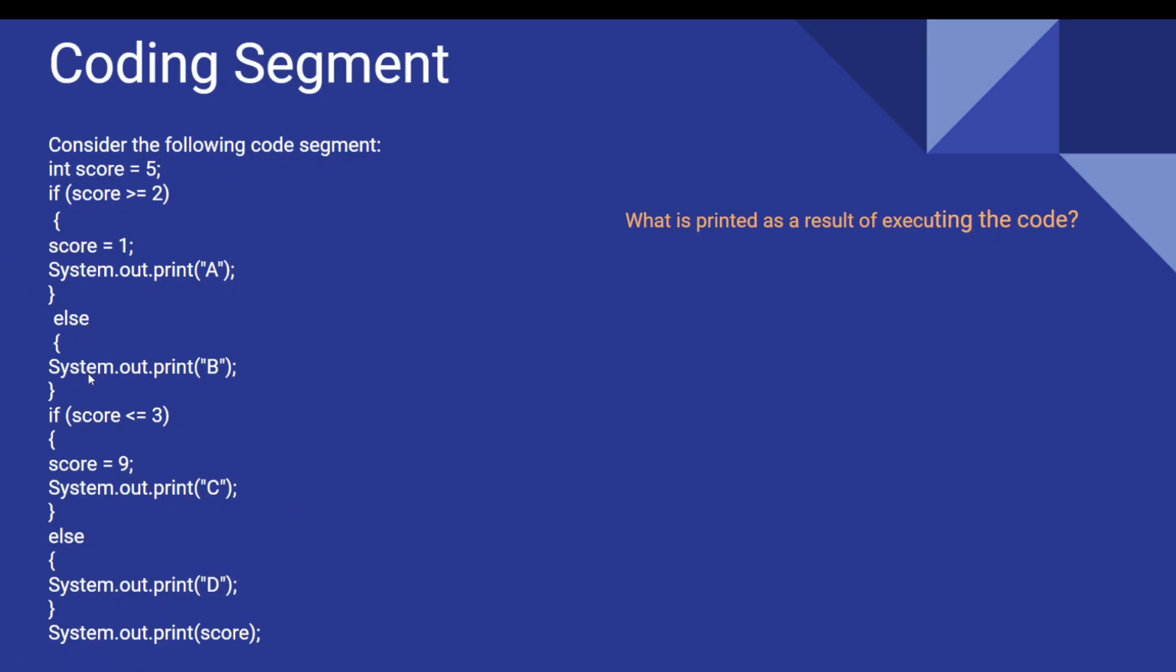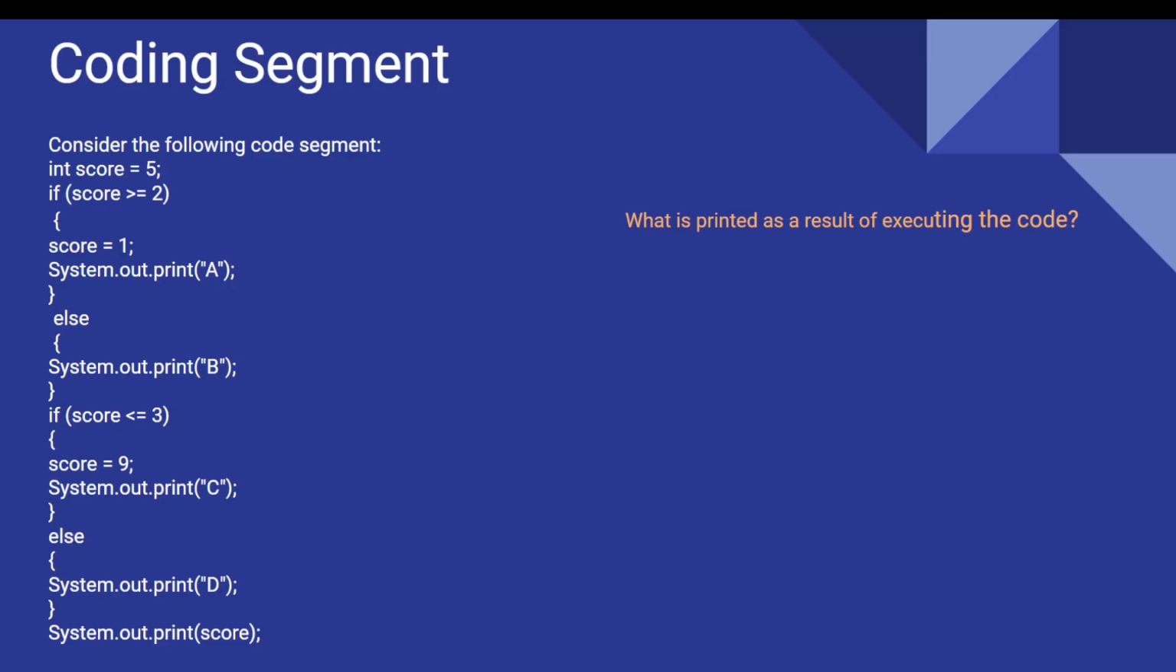So here, it checks if this condition is true and then this statement is executed, then it checks if this is not true, then this is executed. If this condition is true, this is executed. If it is not true, this is executed. And then finally the value of score is displayed. So this is the code segment. You can practice that and check what is printed as the result after executing the code. If you are interested, you can also write that in the comment section of this video.